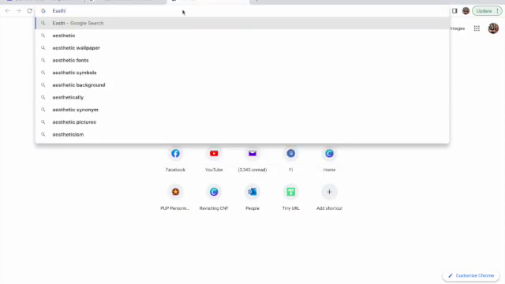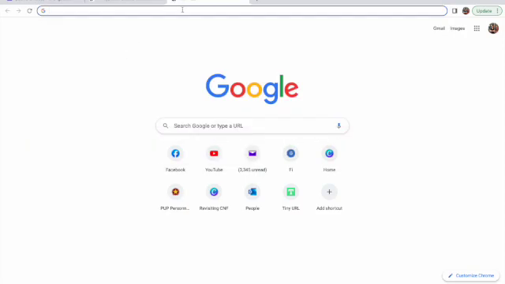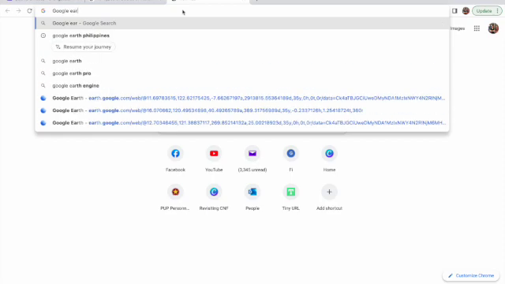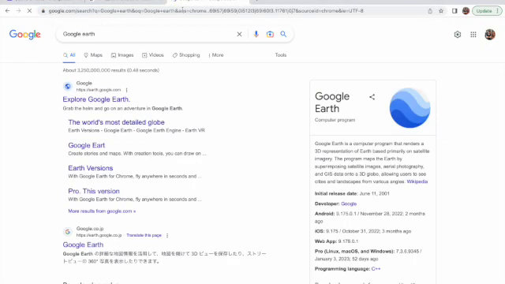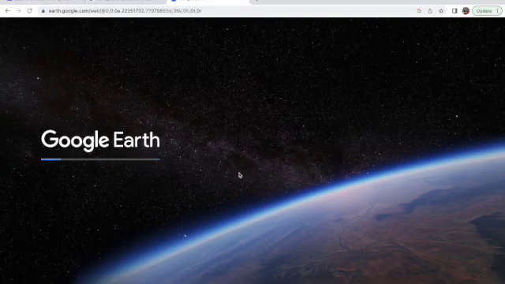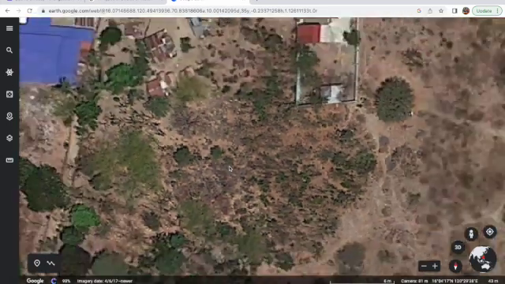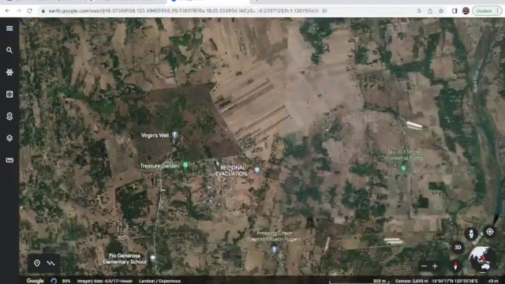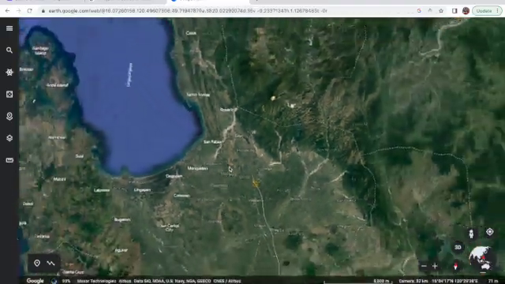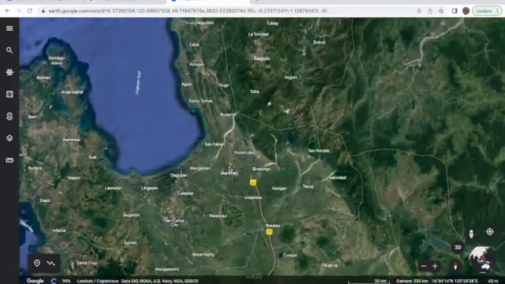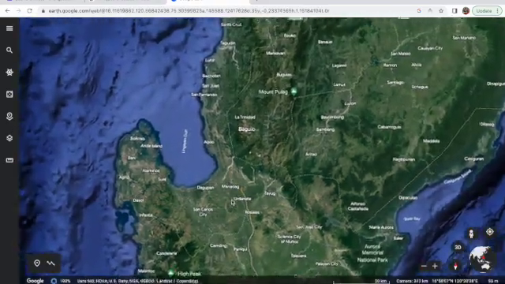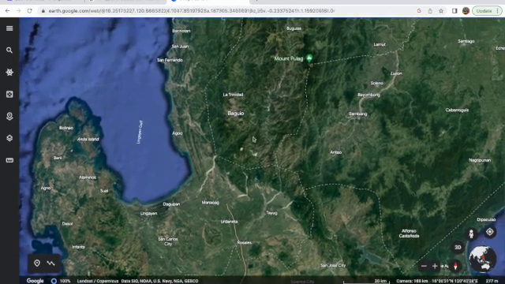Let's go to Google Earth. The advantage of using satellite or Google Earth is that we could see a specific location from afar and use the satellite to locate a particular place. Okay, so this is Pangasinan here. The Agno River starts from this side. And this is Baguio City somehow.